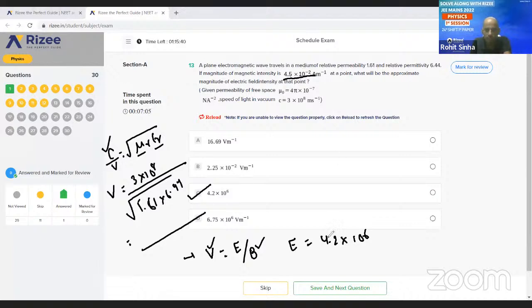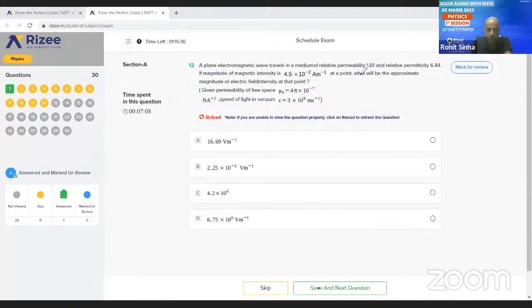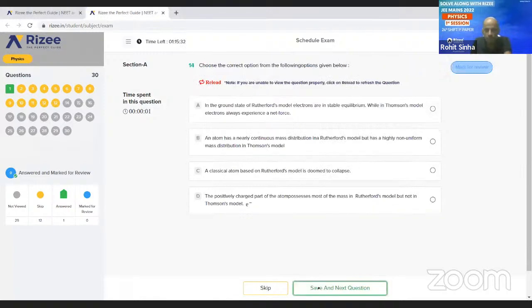So let's go to our next question. Let's move and see our next question. I think it is a good question. Which of the following is a correct option? Read the option. It is telling that in the ground state of the Rutherford model. You remember the concept of the Rutherford and Bohr models. You must have read it in your chemistry paper also.